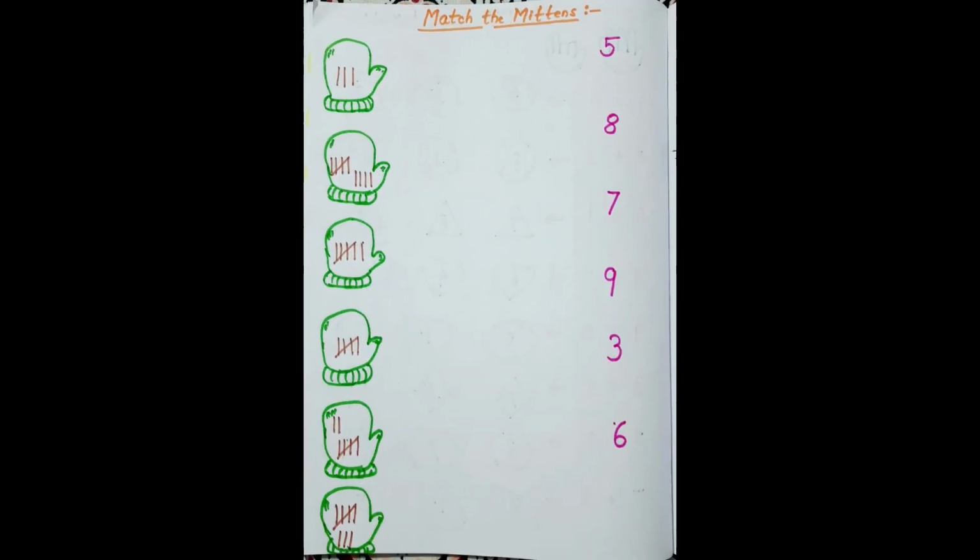Now let's see some tally worksheets. Here is the first worksheet, where the kid needs to match the mittens. On the left-hand side I have given some tallies, and on the right-hand side I have given some numbers. The kid needs to find the tally for the respective number and match it. Suppose on the first mitten there are 3 lines, that means it is 3. So they will match it to the number 3.